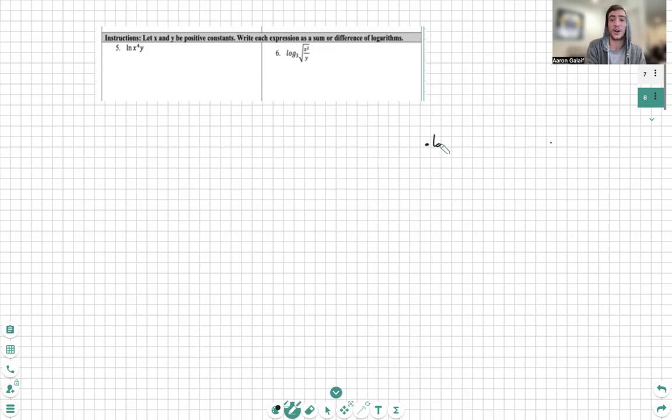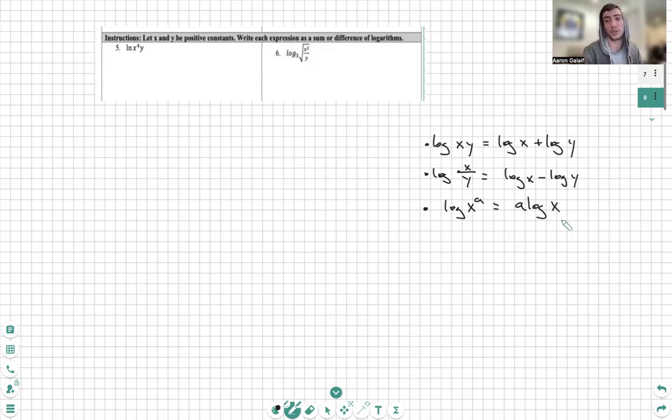The first thing we know is log of x times y is going to be the log of x plus the log of y. Make that a little more clear. Log of x over y actually really means the log of x minus the log of y. And then lastly, we have log of x to the a, where a is an exponent for that x value. And what we're going to do is bring that in front, a log of x. Beautiful. Those are the three rules that we're going to use.